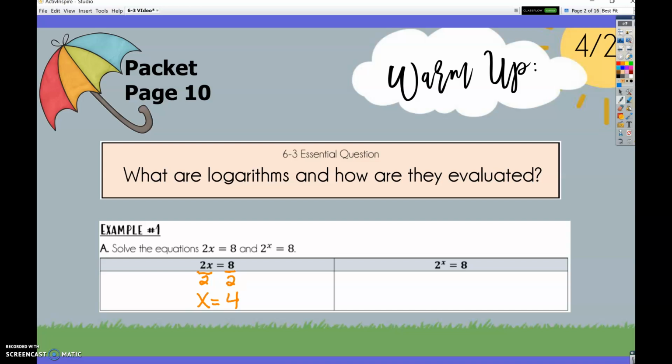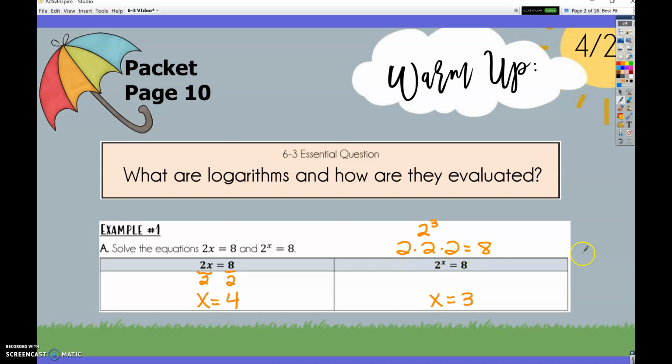And the right side here, it says 2 to what power makes 8? Well, we know 2 times 2 times 2 makes 8. So we could just say, well, x would be 3. That's because 2 times 2 times 2 is also the same as 2 to the third power. Right at this point, we would accept this type of information as showing your work or explaining your thinking.